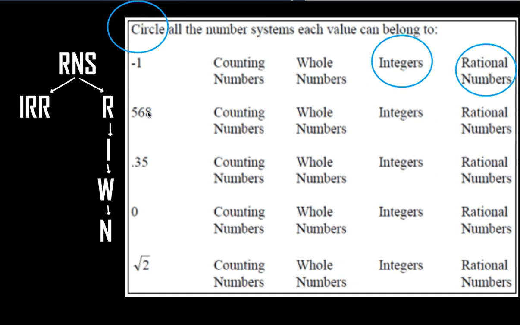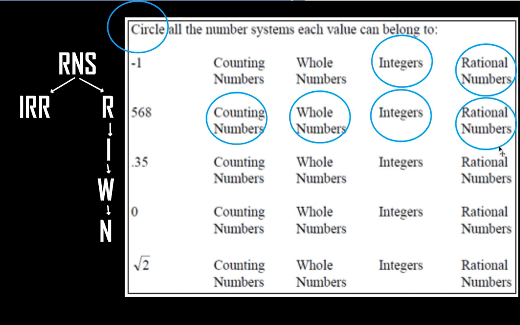For the next one, it says 568. That is going to be a counting number. That is going to be a whole number since it's positive. Since we already know it is a natural number, we know it is going to be all four of these choices, thinking back to what you had in the previous videos as well.